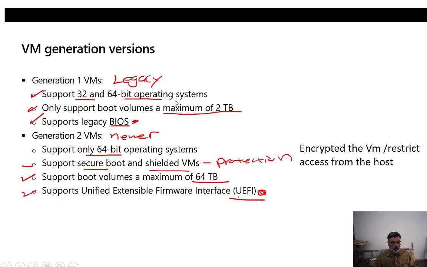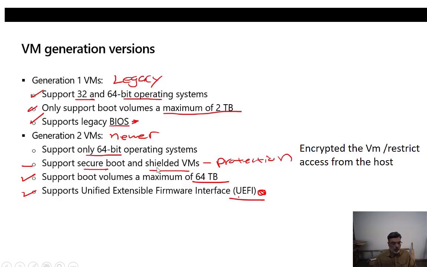As you can see, in generation 1 we can install both 32-bit and 64-bit operating systems, but in generation 2 we have only 64-bit operating systems. In generation 1 we have only 2 TB of boot volume size, and in generation 2 we have a boot partition size up to 64 TB. Generation 1 supports only the legacy BIOS style, and in generation 2 we have the new type of BIOS which is called UEFI. So this is the very new, latest feature in generation 2.